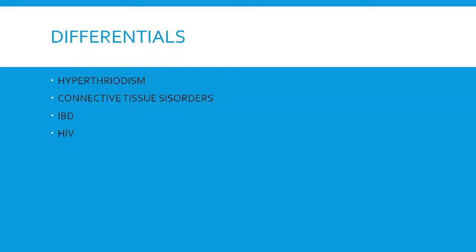Now, what do you have to exclude before arriving at the diagnosis of Whipple's disease? Important differentials: hyperthyroidism, connective tissue disorders, IBD and HIV. Okay, these are the important differentials or the diseases that you have to exclude before labeling the patient as Whipple's.